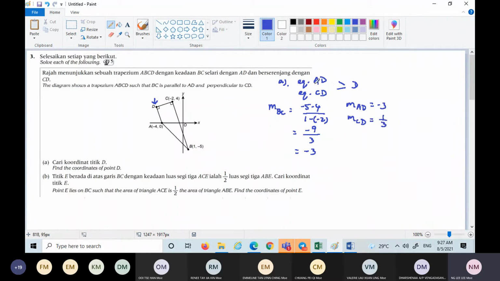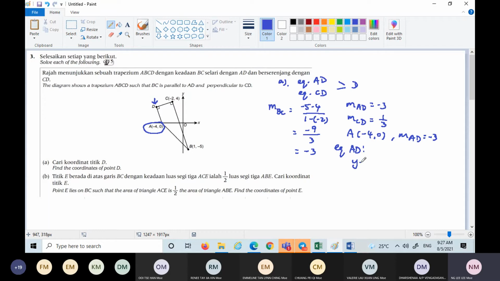Okay, next, find the equation of AD. Okay, AD by using this. So for AD, you have to know what point you should use. Don't go and use point C or point B. Those points do not fall on AD. Look at AD, the only point that I have is this point. So I have to make use of point A. Point A, we give 4, 0, and with the gradient of AD, find the equation of AD.